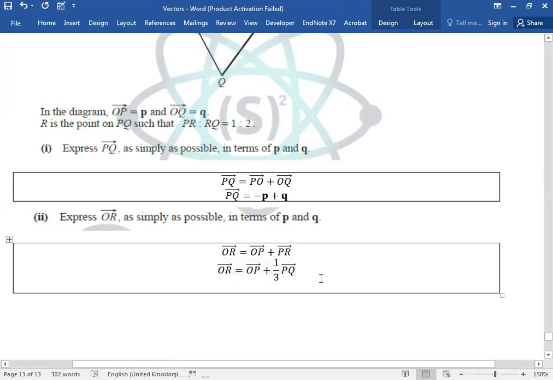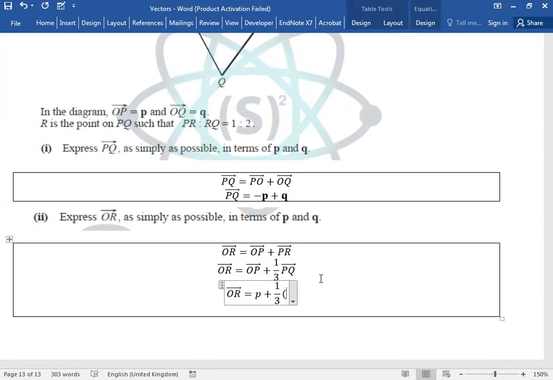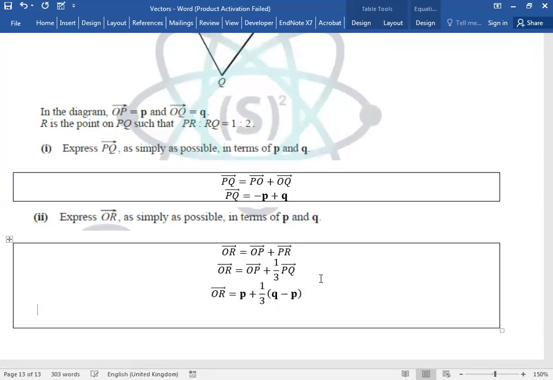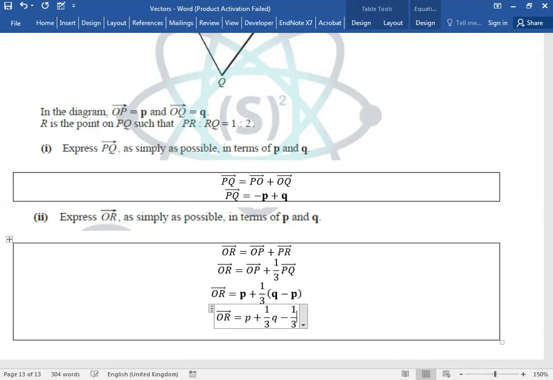तो मेरे पास सारे known vectors हैं, right? What is OP? OP is P. And what is PQ? 1/3 of Q minus P. Is that right? लिखो इसको लिखो and then simplify. Now we have P plus 1/3 Q minus 1/3 P.